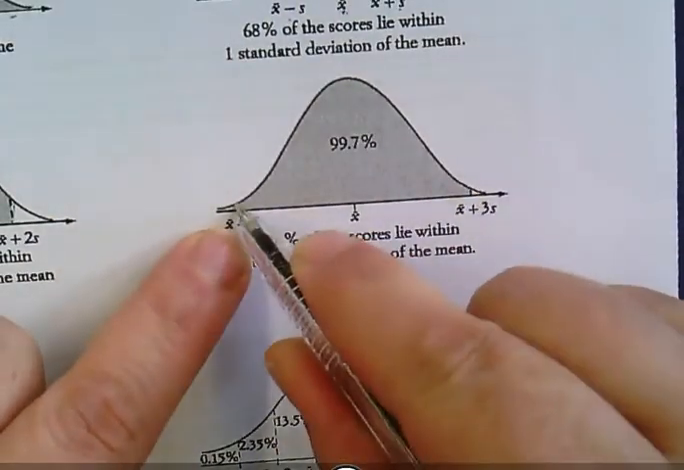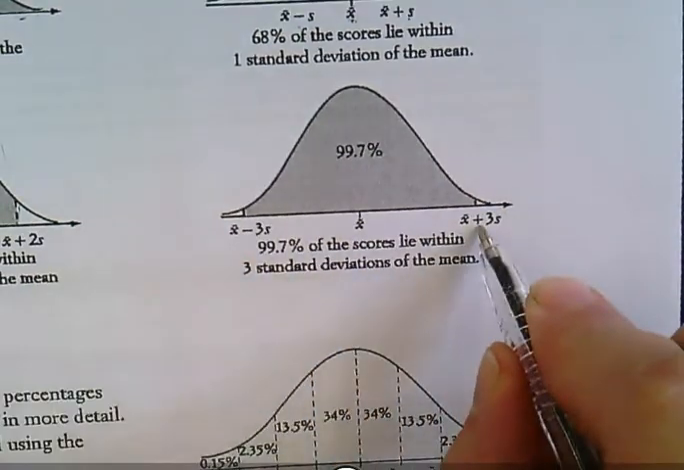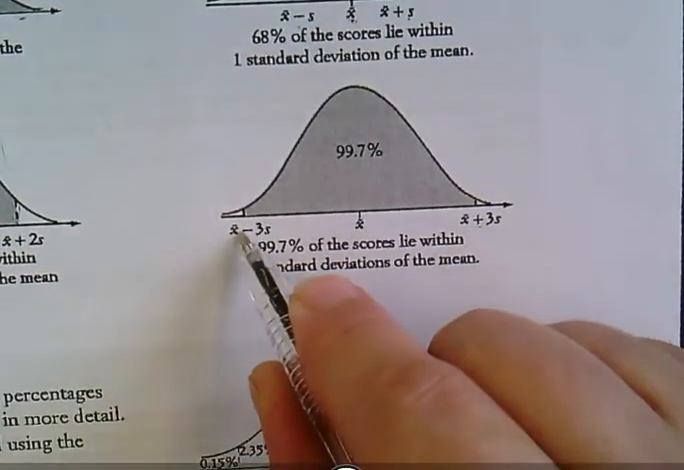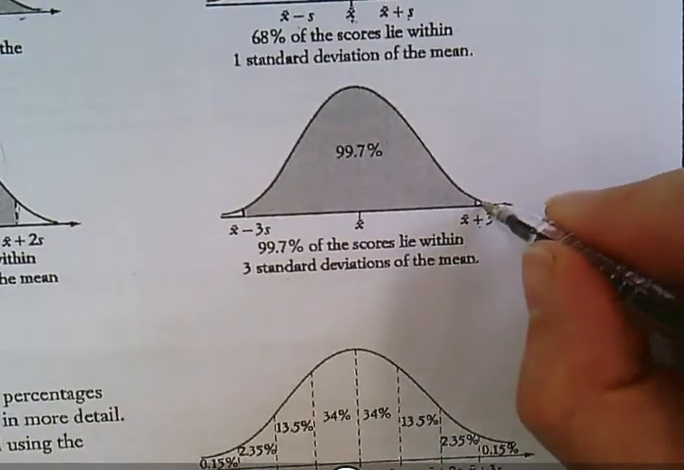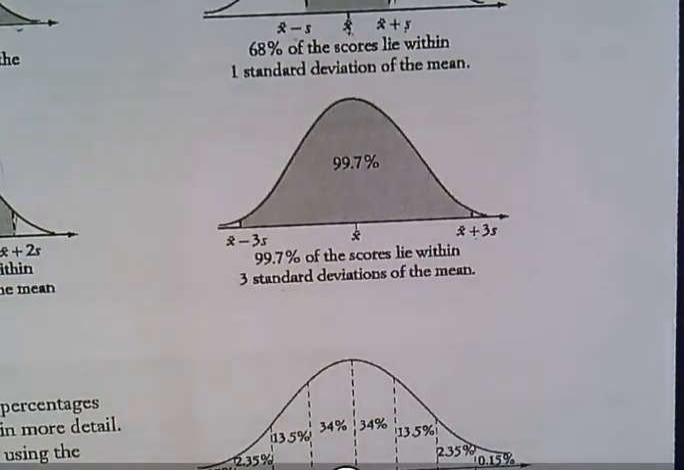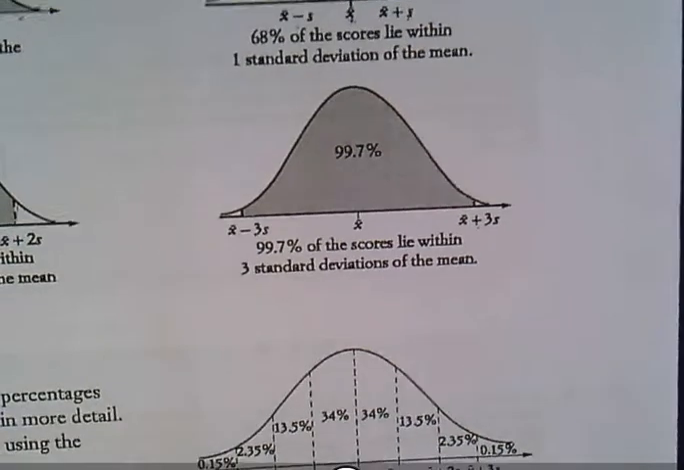99.7% of the data is between mean plus 3 standard deviations and mean minus 3 standard deviations. That means on the left and the right, you've only got the 0.3% left. So just doing mean plus and minus 3 standard deviations pretty much tells me about 99.7% of the population. It's pretty accurate. It's pretty good. All right.